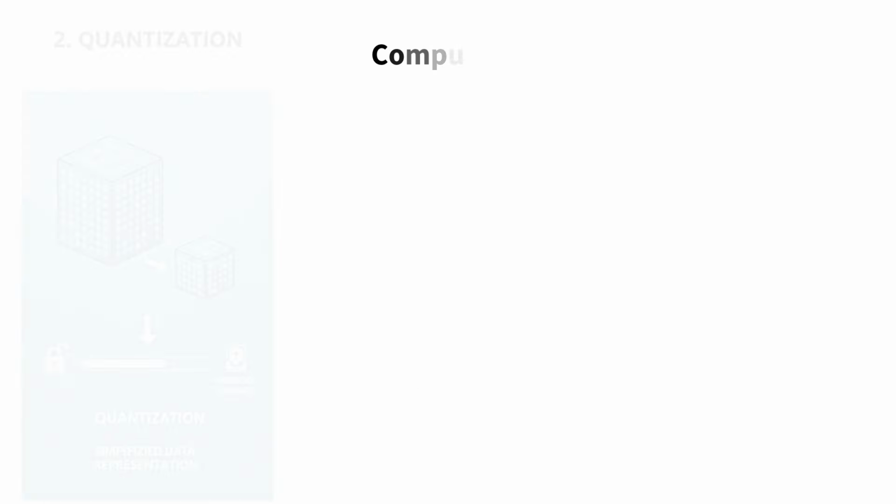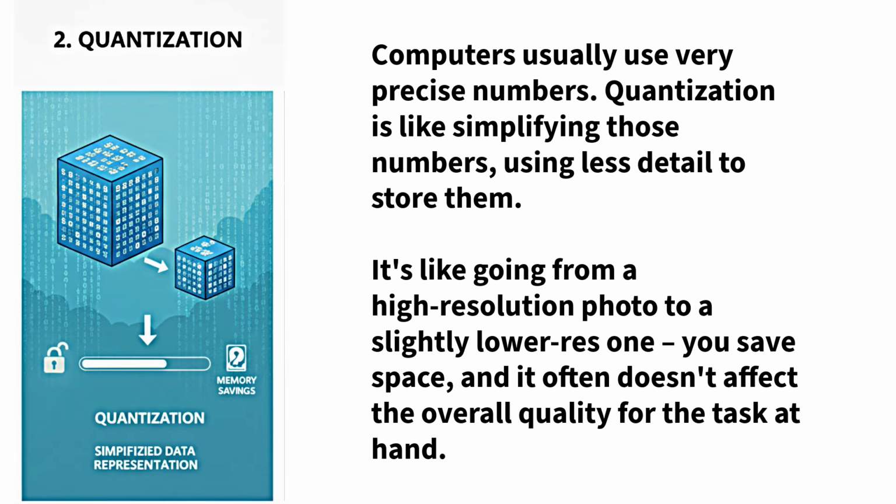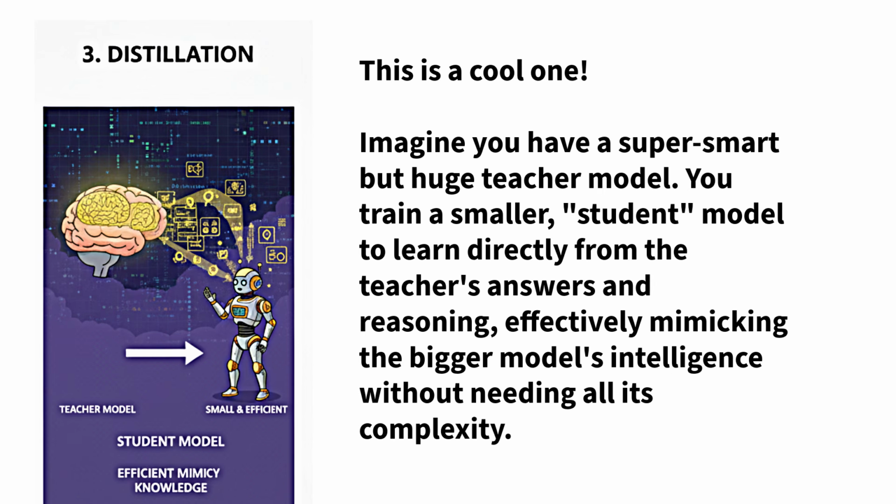The second strategy is quantization. Computers usually use very precise numbers. Quantization is like simplifying those numbers, using less detail to store them. It is like going from a high resolution photo to a slightly lower resolution one. You save space and it often doesn't affect the overall quality for the task at hand. The third strategy is distillation. This is a cool one. Imagine you have a super smart but huge teacher model. You train a smaller student model to learn directly from the teacher's answers and reasoning, effectively mimicking the bigger model's intelligence without needing all its complexity.